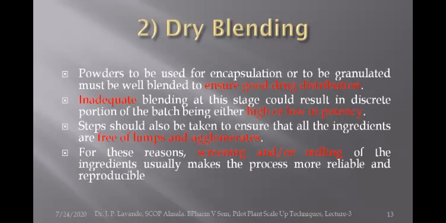Inadequate blending at this stage could result in discrete portions of the batch being either high or low in potency. Yes, different batches with different results, different release patterns, and differences in plasma drug concentration. This is because uniform distribution would not happen, and this is more prominent in drugs like the cardiotonic digoxin. It is also prominent in anti-diabetic drugs like tolbutamide.